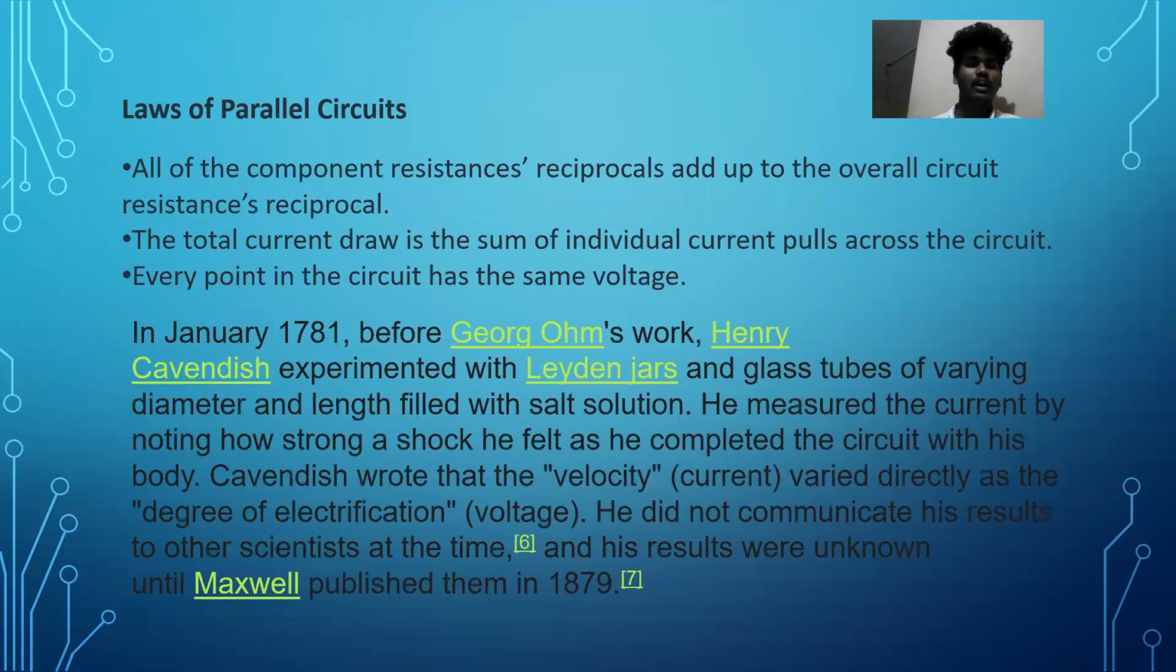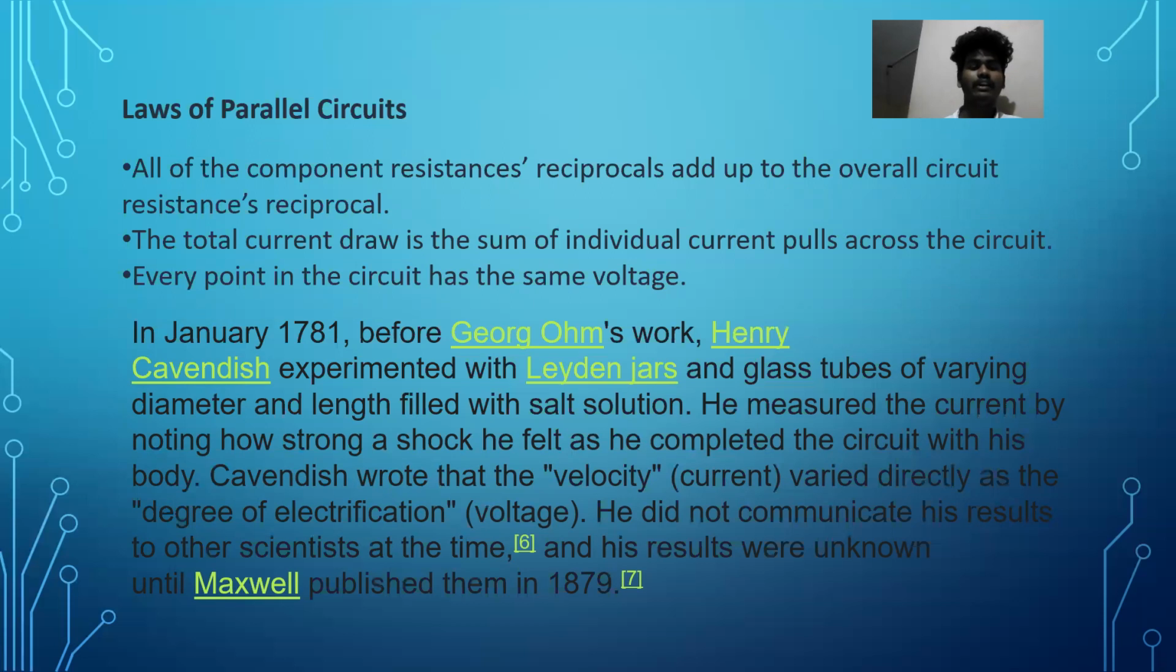And the next is laws of parallel circuits. All of the components' resistance reciprocals add up to the overall circuit resistance reciprocal. And the next point is the total current draw is the sum of the individual current pulls across the circuit. And the next point is every point in the circuit has the same voltage.